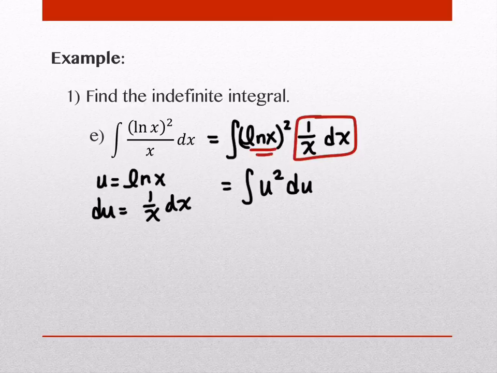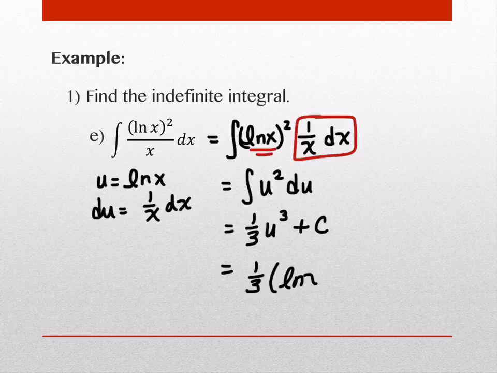Is that what you have? Do you know what the antiderivative of u squared is? No. We're doing an antiderivative. 1/3 u to the third, or u to the third over 3 if you prefer, and then plus my c. And then what is u? The natural log of x. Okay, now this problem is complete.